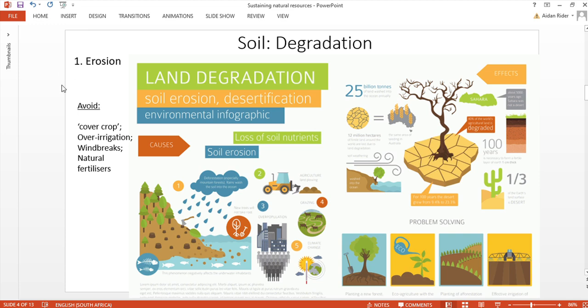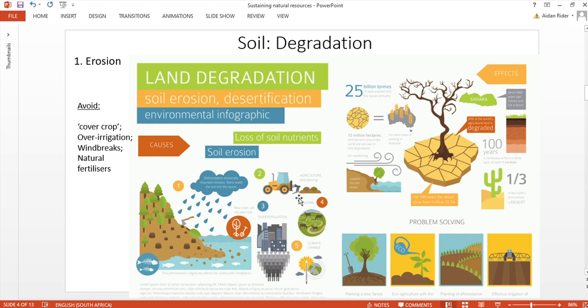Okay, so some causes of erosion. If you have too much rain, it can cause the water to wash away the soil and it goes into the oceans if it's at the coast. But in farming situations, if you plow up and down slopes instead of slope contours, it can make the ground wash away. Then also overgrazing.